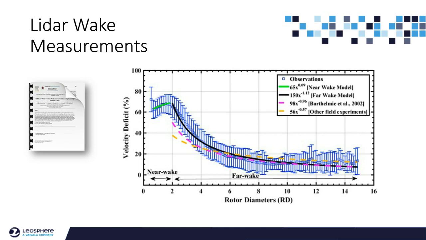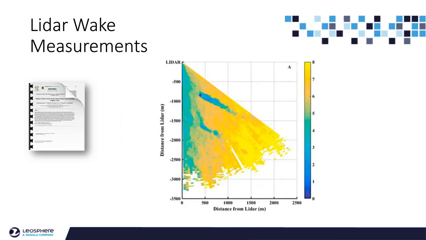So in here, we can see as well the wind turbine wake. So we have the LiDAR wind speed measurement. We have the LiDAR position in the top left. And we see here in blue the decay on the wind velocity.